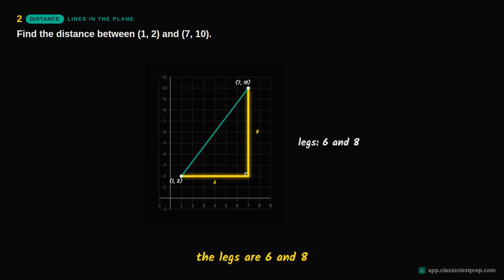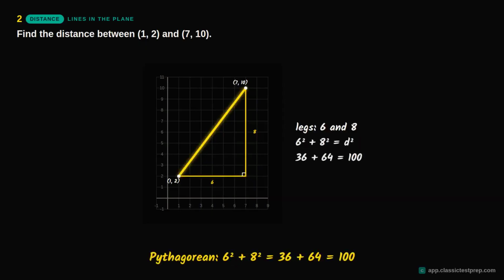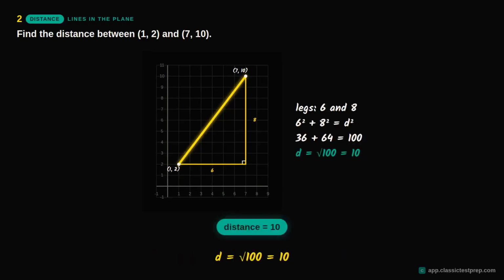And if we use the Pythagorean theorem, we have 6 squared plus 8 squared equals the length between the 2 points squared, which is the hypotenuse of the triangle squared. 36 plus 64 is equal to the distance squared. 100 is equal to d squared. The square root of 100 is 10. So the distance between them is 10.